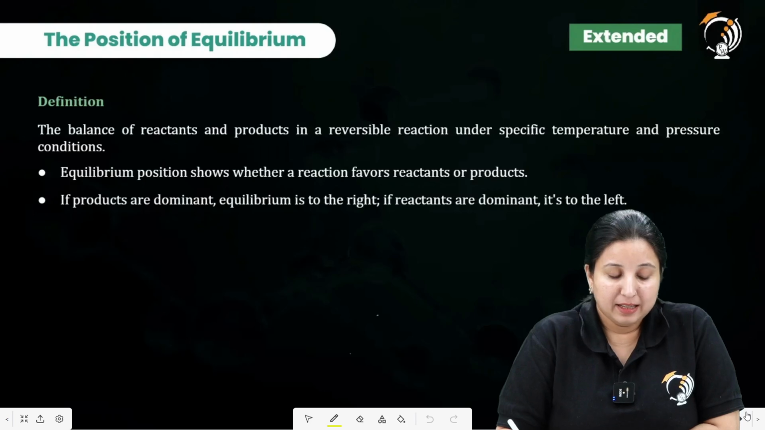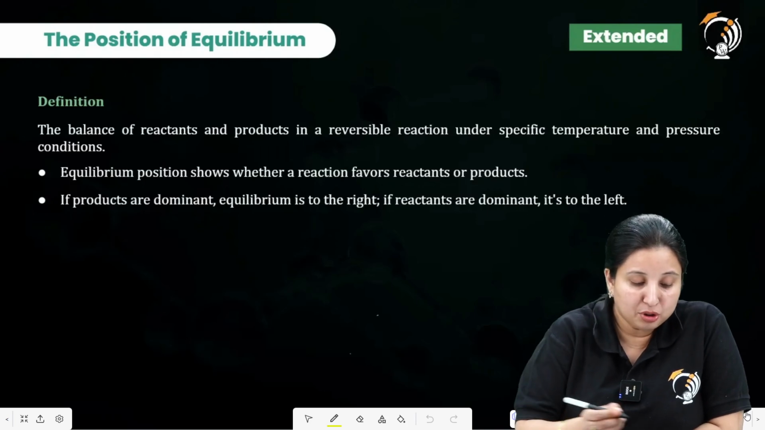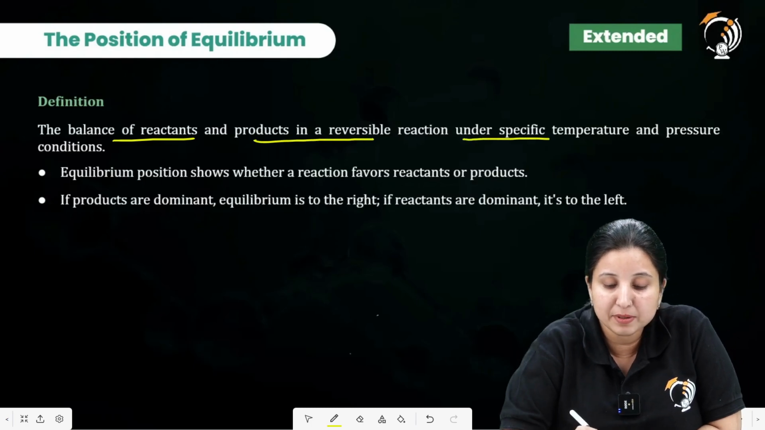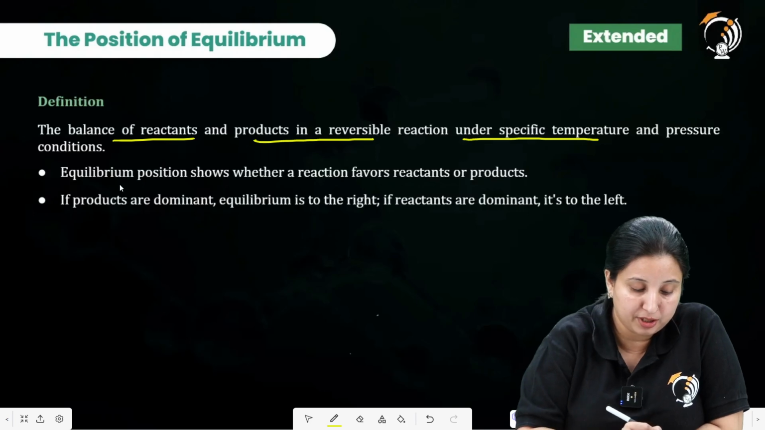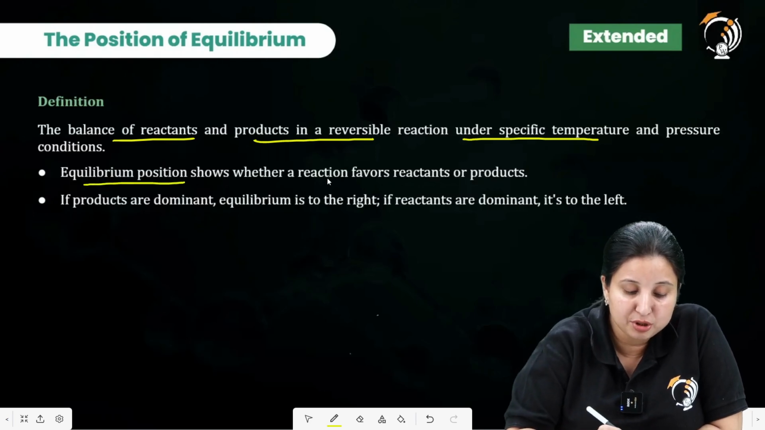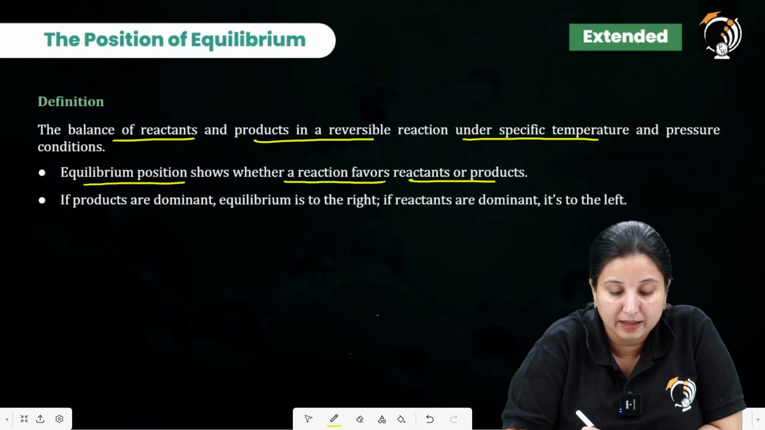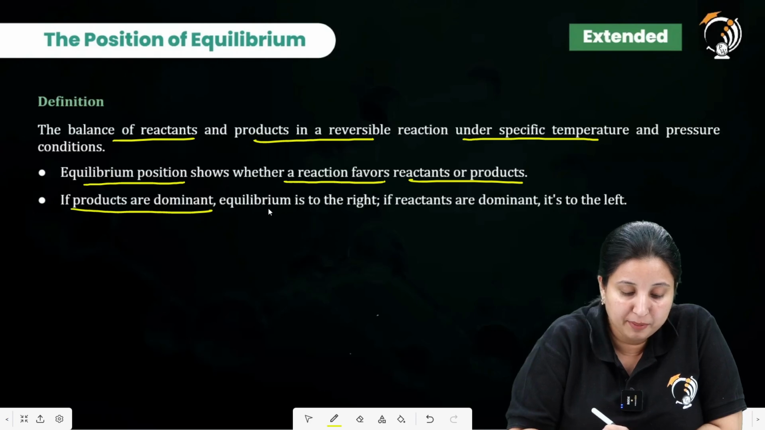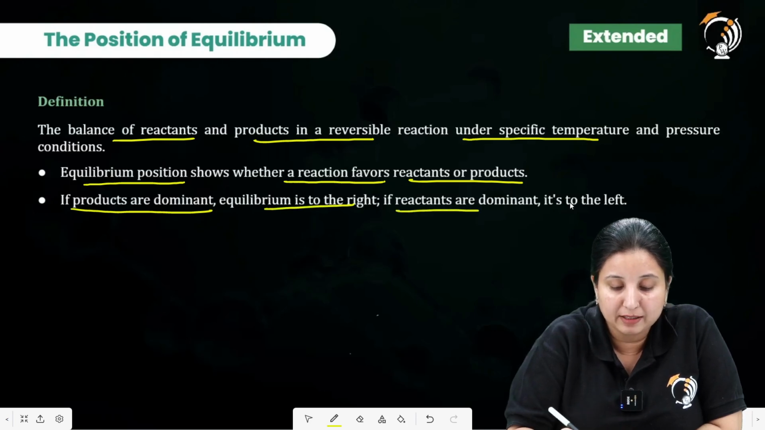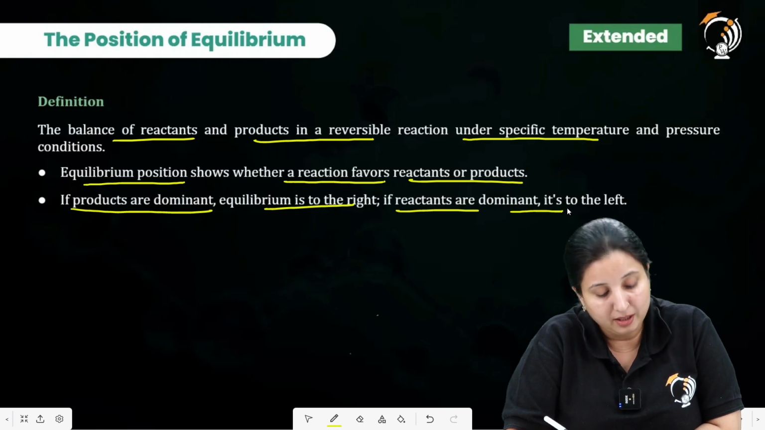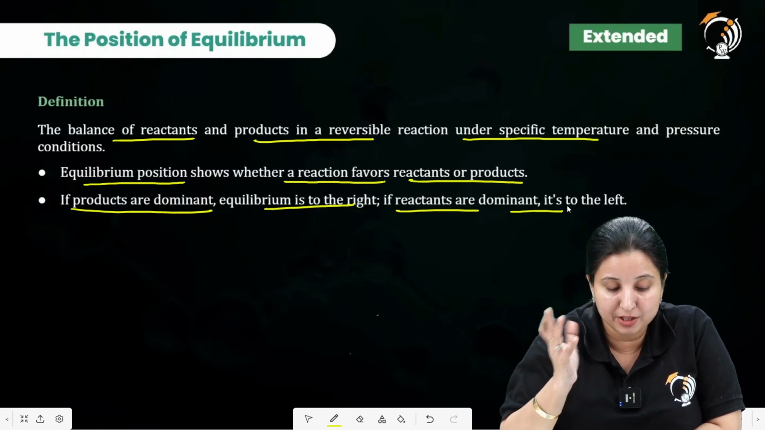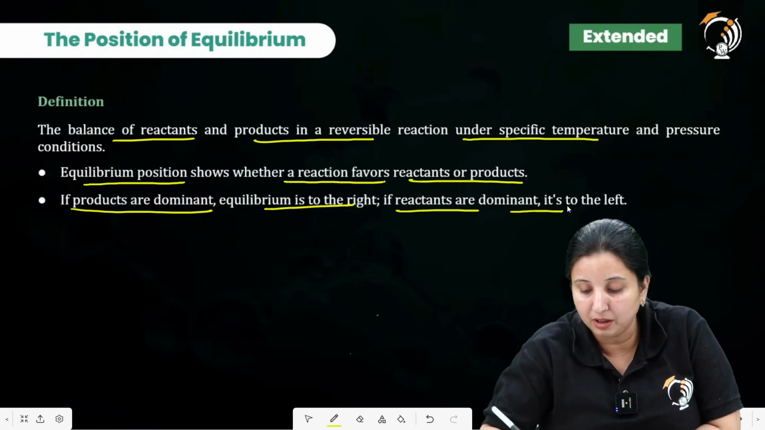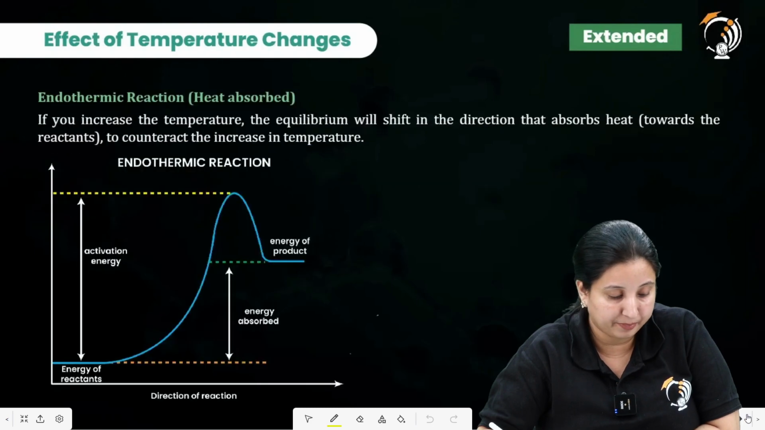So next is the position of equilibrium. It is the balance of the reactants and products in a reversible reaction under specific temperature and pressure conditions. The equilibrium position shows whether a reaction favors reactants or products. If products are dominant, equilibrium is to the right. If reactants are dominant, it's to the left. So basically the equilibrium position shifts according to the favor of a reaction towards the reactant or the product's dominancy.